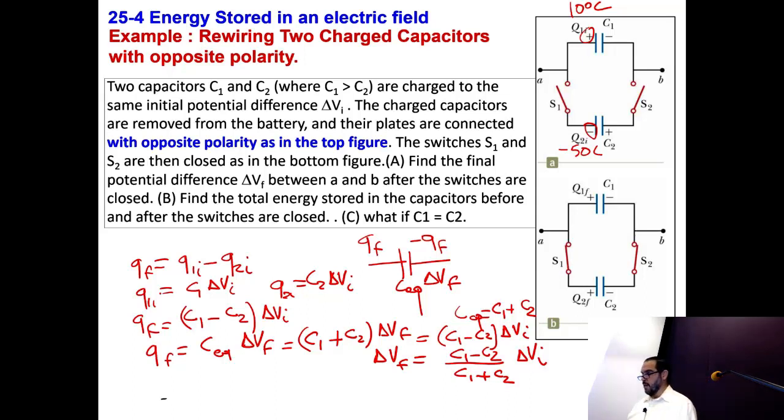Clear? So I did it a little bit differently from the previous example to show you sometimes you can use different techniques to solve a problem. So I determined the equivalent capacitance. I determined what happens to the charge. Since I know the final charge, I can determine the potential difference, delta V final. Okay? And the next question: find the total energy stored in the capacitors before and after the switches are closed.